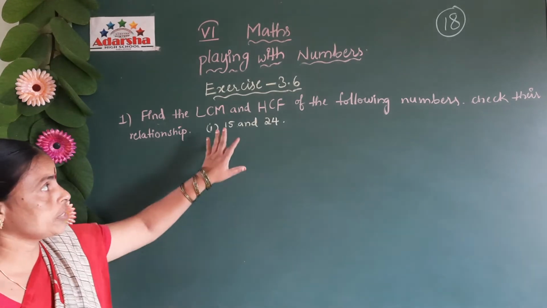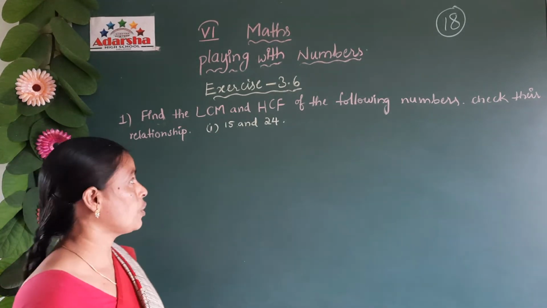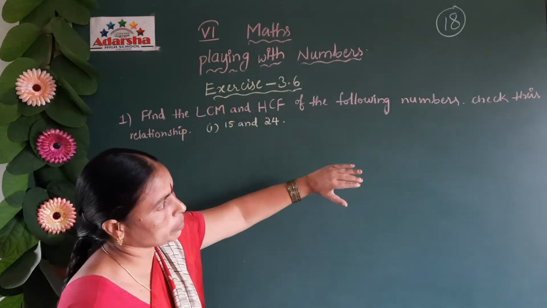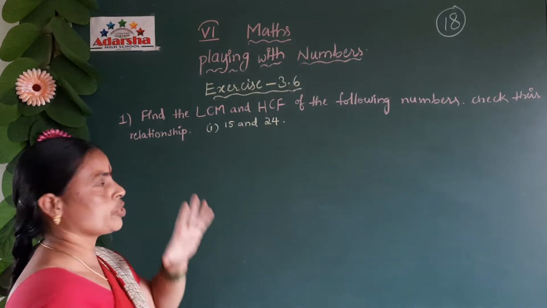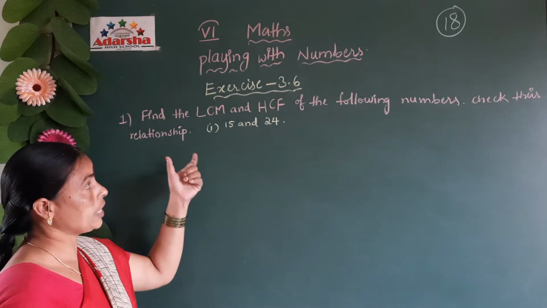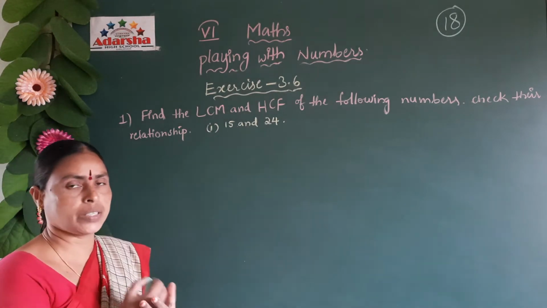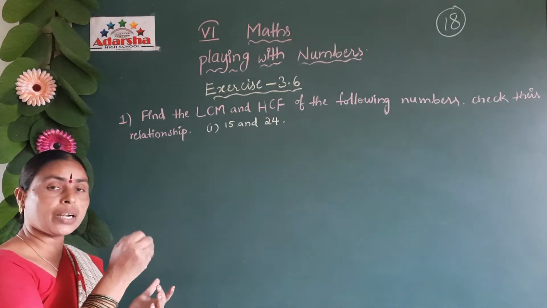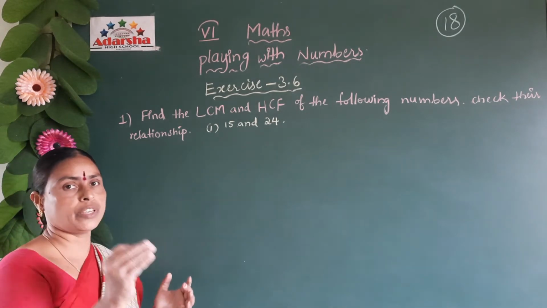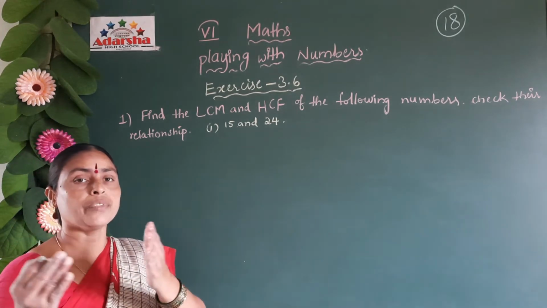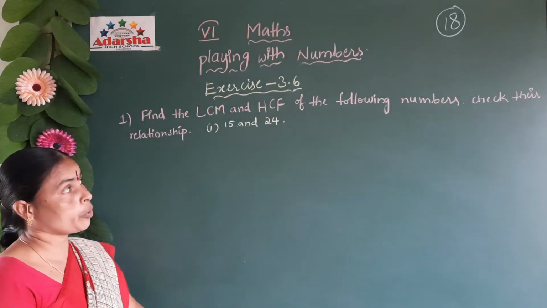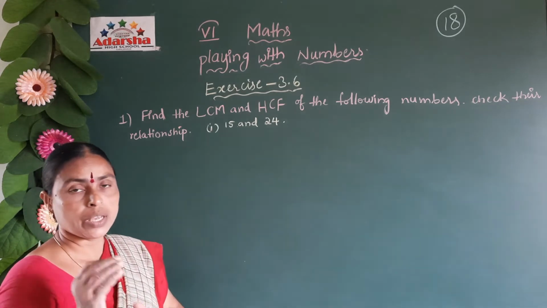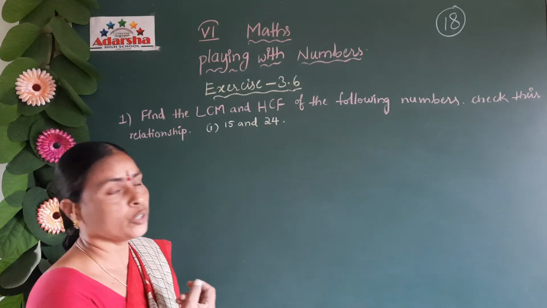Children, here it is exercise 3.6. The first bit is: find the LCM and HCF of the following numbers and check their relationship. We have learned that the product of LCM and HCF is equal to the product of the two numbers.